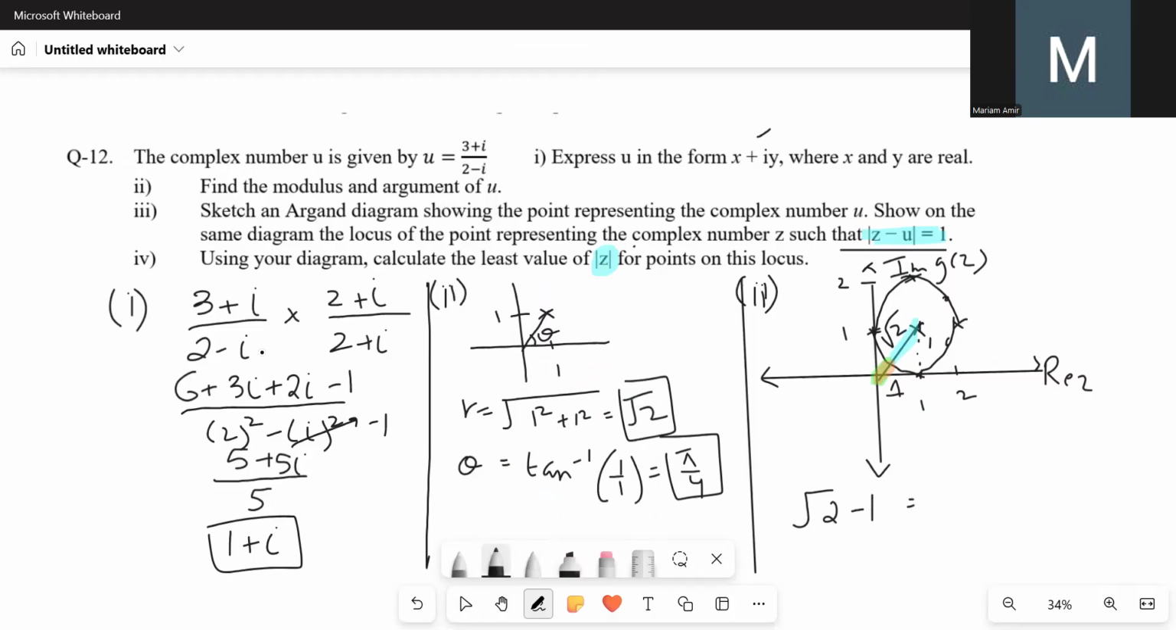And are they asking for an exact answer? No. So we can give a decimal answer as well, 0.41421. So the smallest value of modulus of z is 0.414.